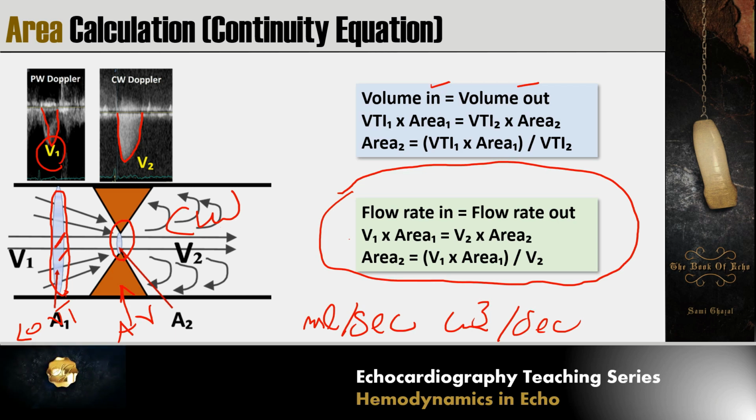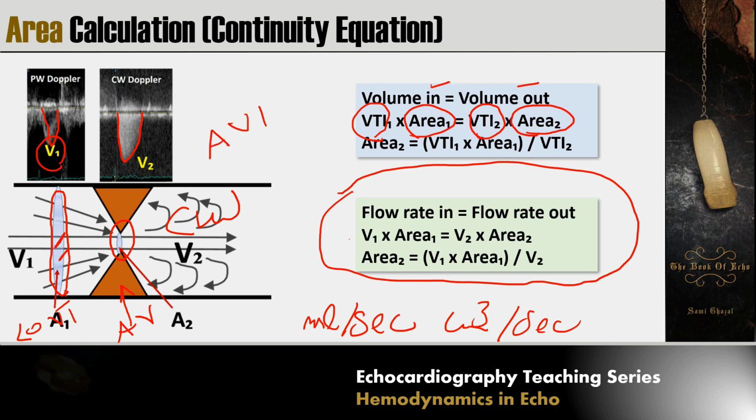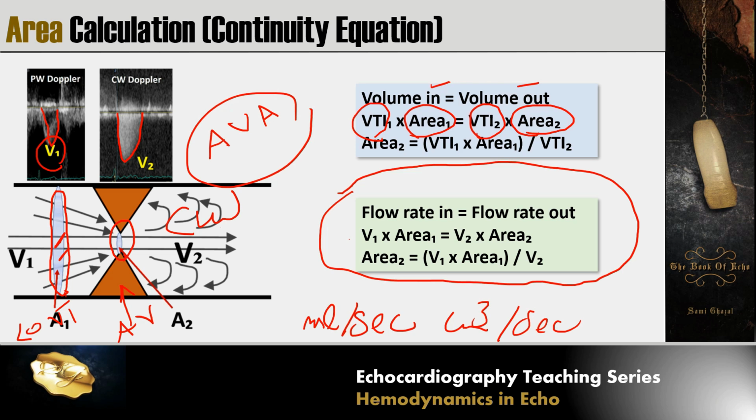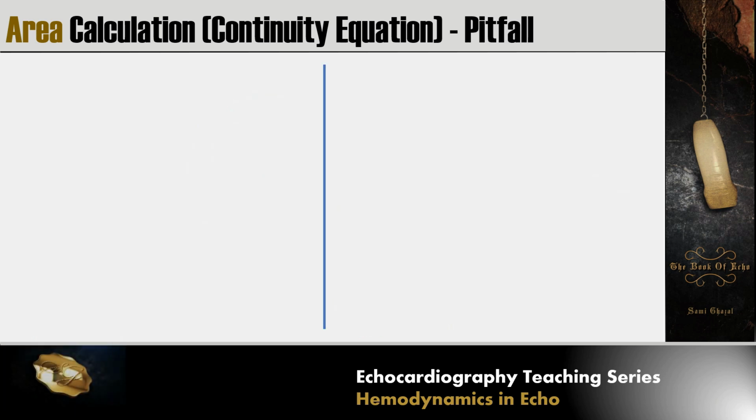So by knowing the VTI1 and the area 1, we know it because we measured it. We know VTI2, it's from the CW. We are interested in this area. So now we can get maybe the aortic valve area by utilizing the continuity equation. We can utilize the continuity equation in any valve.